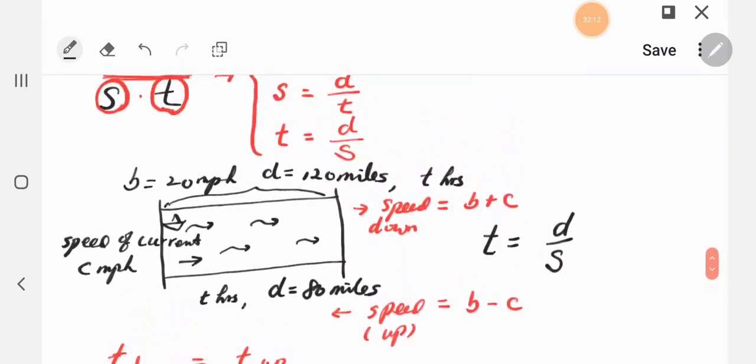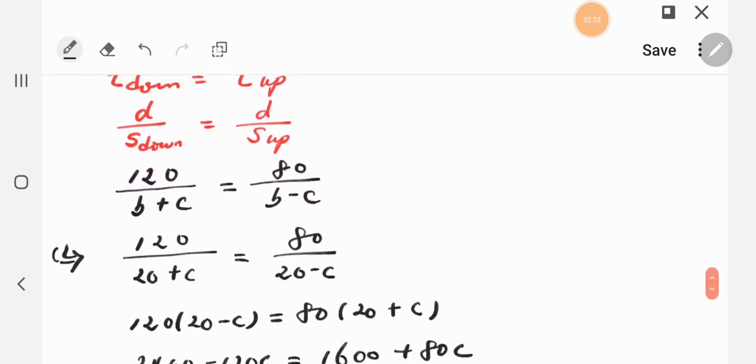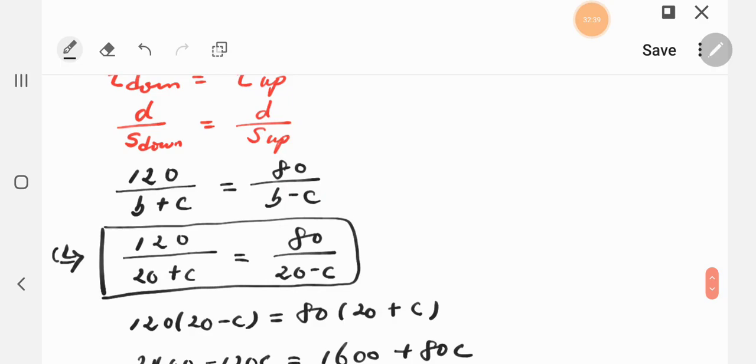So in this case, the time for downstream and upstream are the same, so we'll make an equation based on the time. And the equation for the time is distance over speed. So we will use the distance and speed for downstream and the distance and speed for upstream. So this is the equation, and starting from this equation, we can find c, the speed of the current.